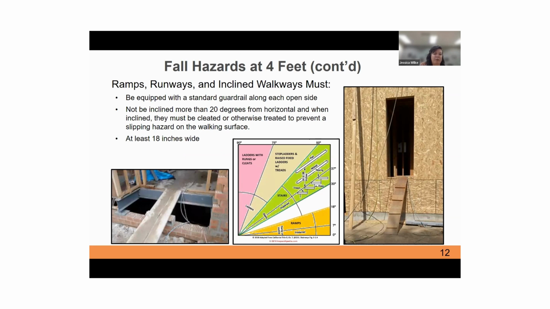On the left in that photo there, we don't know how deep that hole is, but it looks like it's at least 4 feet to me. So that should have guardrails around it. On the far right, you've got what looks like a chicken ladder. I have no idea what the angle on that is, but it's not acceptable. And then a nice little cheat sheet there in the middle that shows proper angles for ladders, fixed and step ladders, stairs, handrails, and also ramps there.